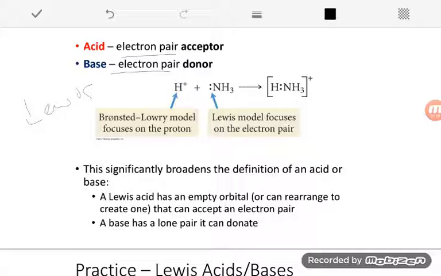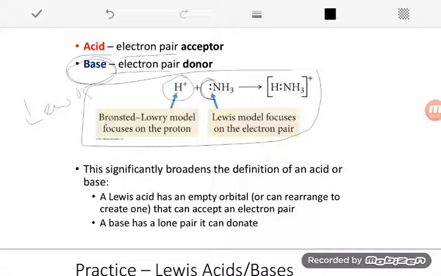So this right here shows a comparison between the two models. When we look at an acid and a base, in Bronsted-Lowry, we were really focused on this H+, but in the Lewis model, what we're going to look for is a lone pair of electrons that something can donate. And that guy with the lone pair is going to be my base. This is really nice because it really broadens the definition of an acid or a base. Again, it doesn't require H+, doesn't require water, anything like that.